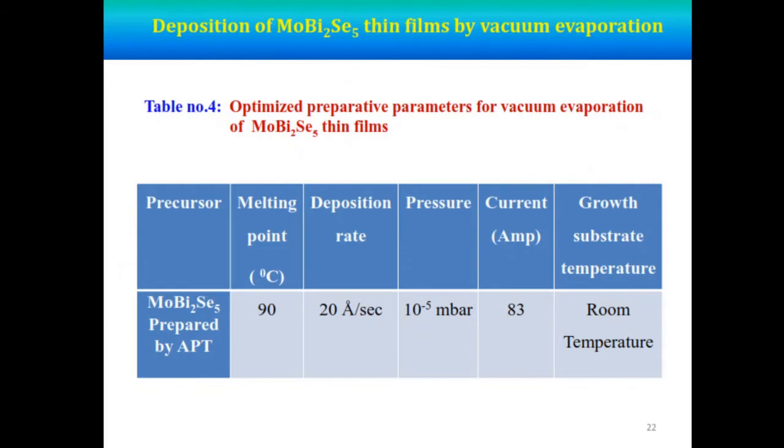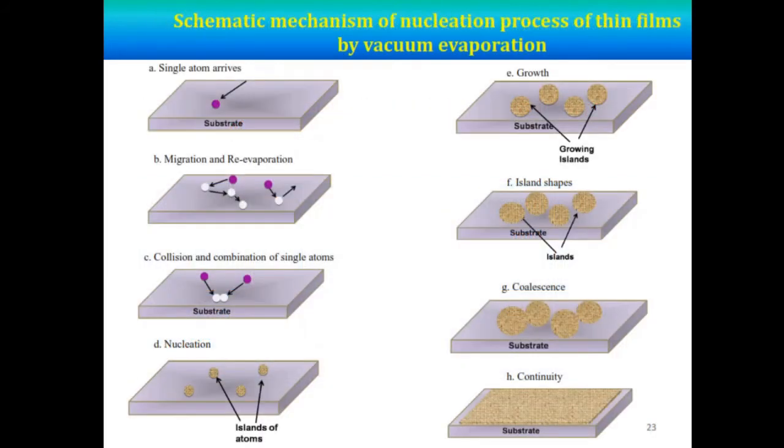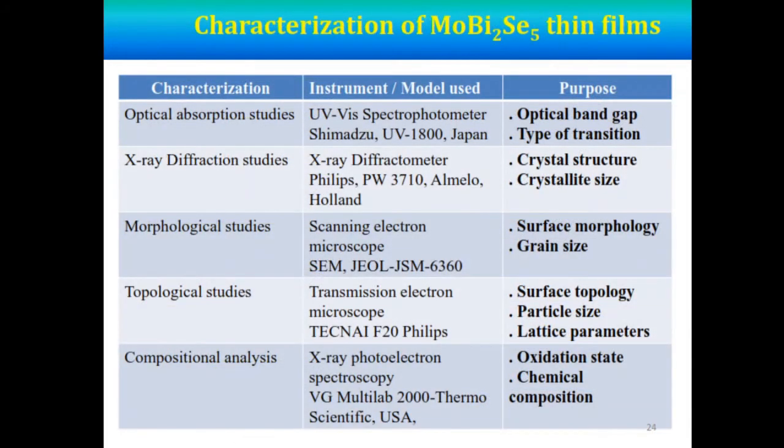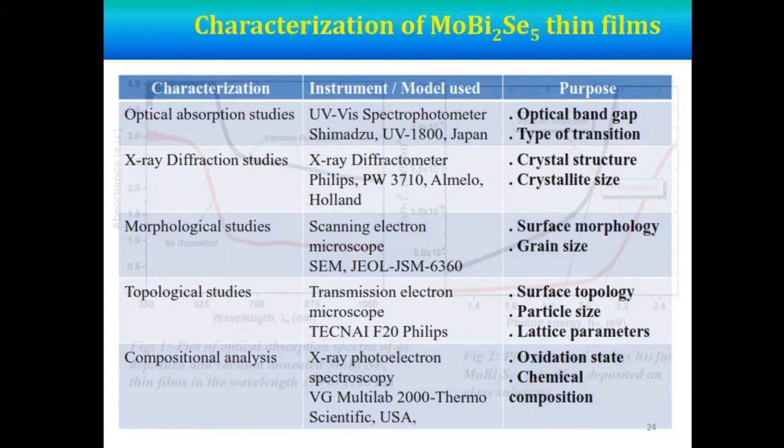This is the optimized preparative parameters for vacuum evaporation of MoBi2Se5 thin films, that is the precursor is MoBi2Se5 prepared by APT, melting point is 90 degrees Celsius, deposition rate, pressure, current, and growth substrate temperature is at room temperature. This is the schematic mechanism of nucleation process of thin films by vacuum evaporation. This is the characterization of MoBi2Se5 thin film by using characterization techniques: optical absorption studies, X-ray diffraction studies, morphological studies, topological studies, and compositional analysis.